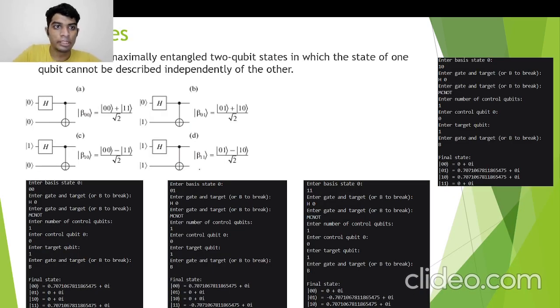Bell states. Bell states are also known as entangled two-qubit states in which the state of one qubit cannot be described independently of the other. These are the circuit diagrams of the Bell states and their corresponding outputs. A Bell state is created by first applying the H gate on one of the qubits and then using the same qubit as the control bit and the other qubit as the target bit.